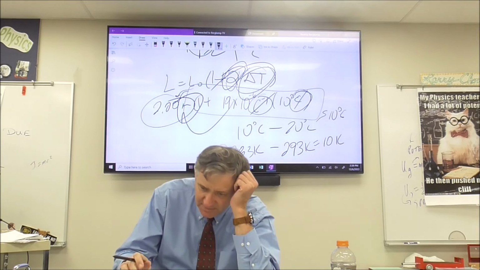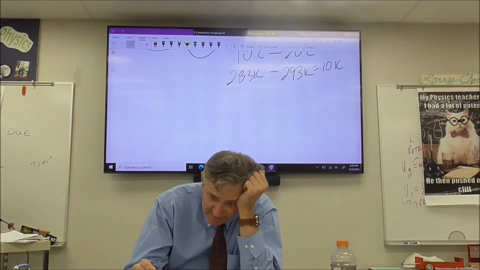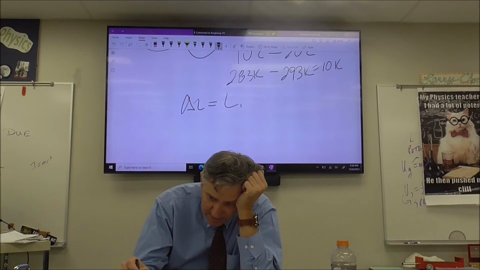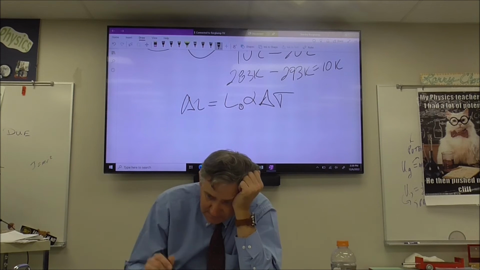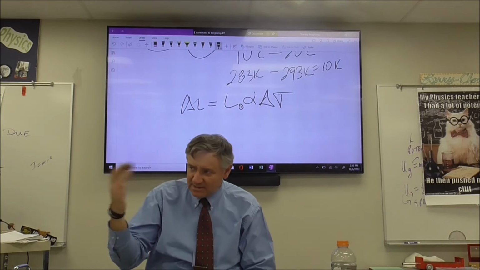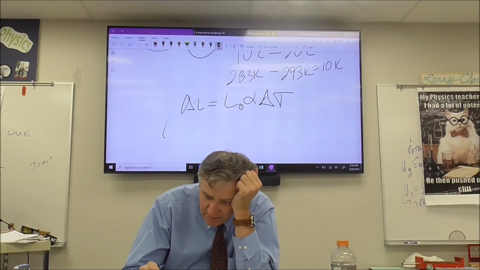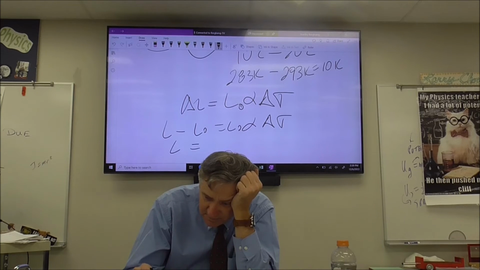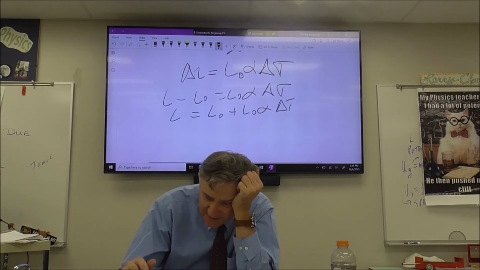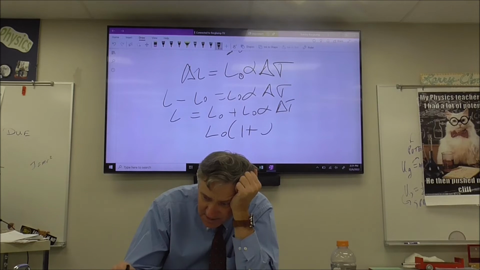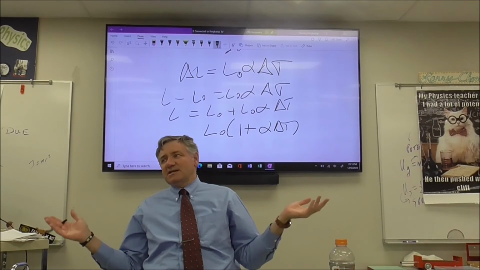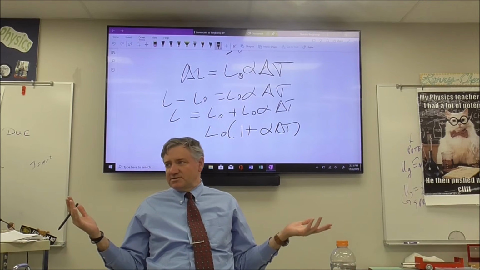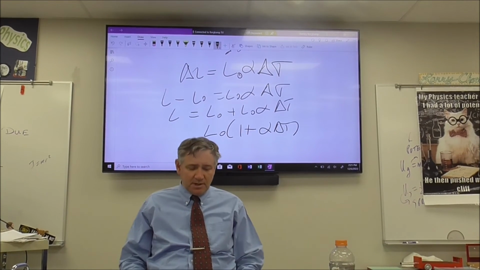Now, there's two versions of this. You have delta L equals L naught alpha delta T. So basically, the reason that you can rearrange this is because delta L would be L minus L naught equals L naught alpha delta T. So that would be L equals L naught plus L naught alpha delta T. And then if you factored out your L naught, you'd get L naught times 1 plus alpha delta T. So it's the exact same equation. It just kind of depends upon the situation. Literally it's just how you want to work the problem.